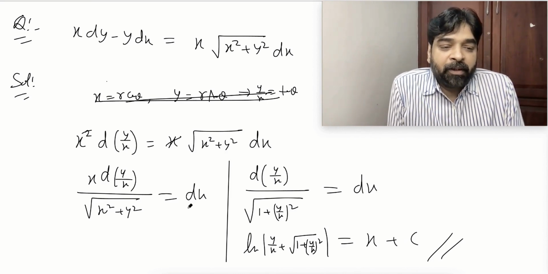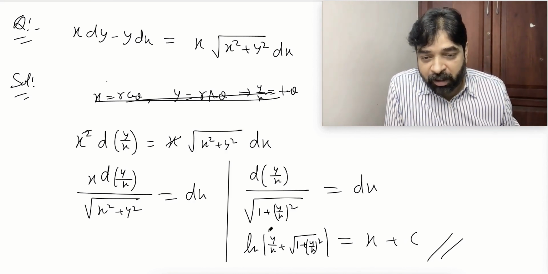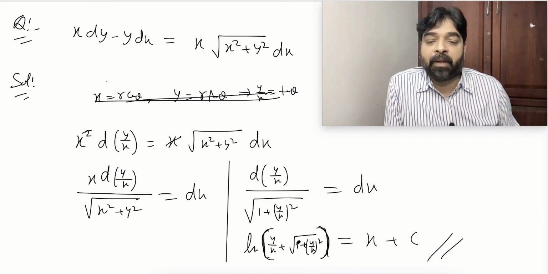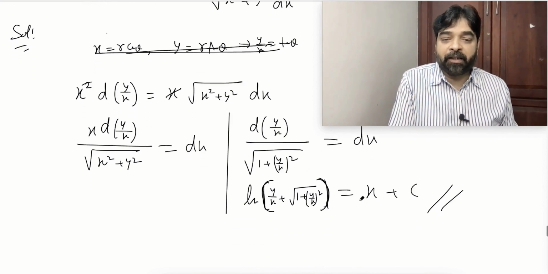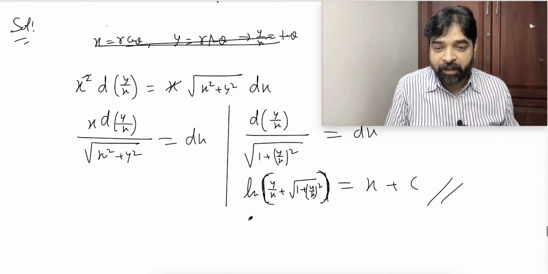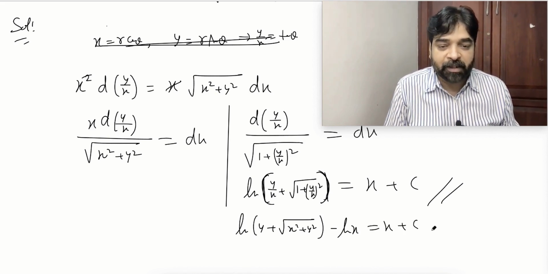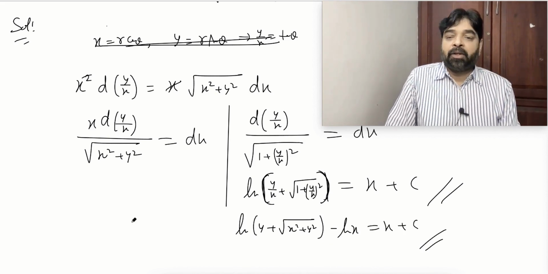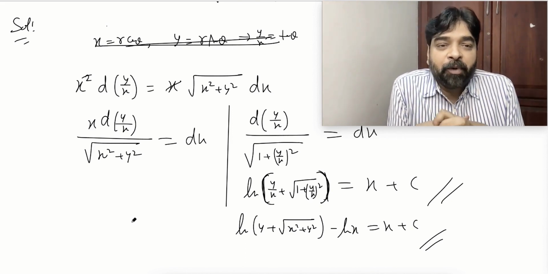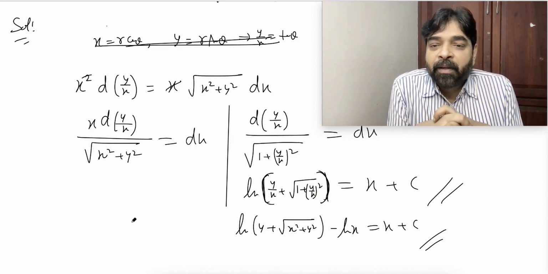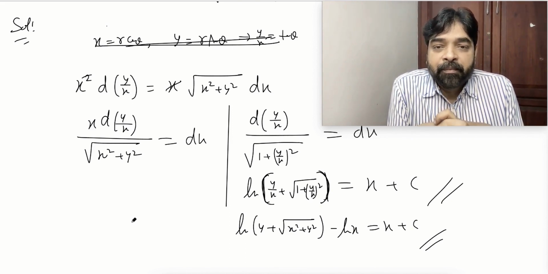Honestly, put up the mod. Sorry, mod is not there. I'm sorry. There is no mod. It's a habit. Those who did not understand, please honestly mention. This you can simplify more: ln of y plus root of x square plus y square minus ln x is equal to x plus c. This way also you can write. Those students who did not understand, honestly put it up. Slightly, an exact method sometimes can create problems, but I don't think it's a big issue.